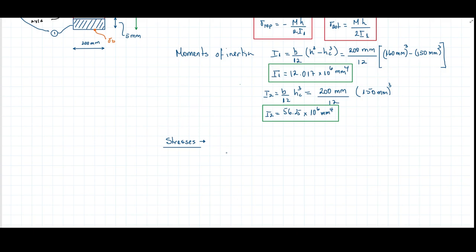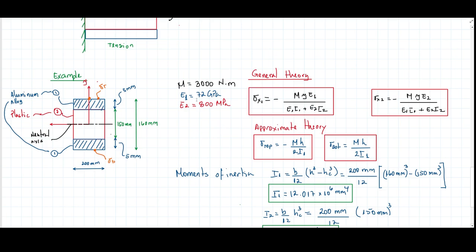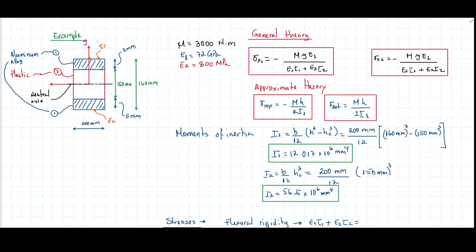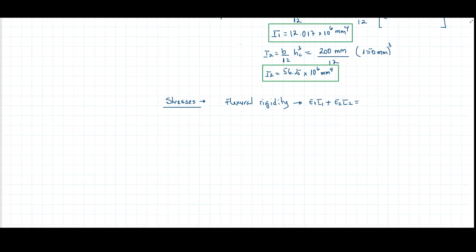You see, flexural rigidity. So it's E1 times I1 plus E2 times I2. So that's basically going to be equal to what? To E1, which is 72 gigapascals. And E2, which is 800 megapascals. Just a second. Okay. So we have that 1 megapascal. I don't have it in my memory, that simple calculation. 1 megapascal equals to 1 newton per square millimeter. So this is something we need to keep in mind.